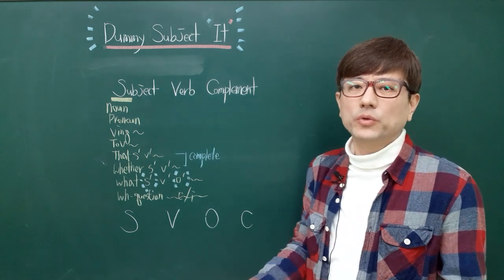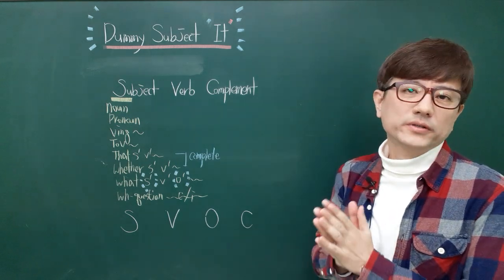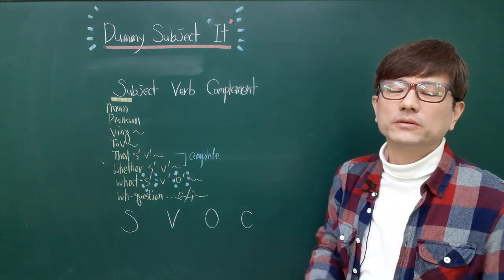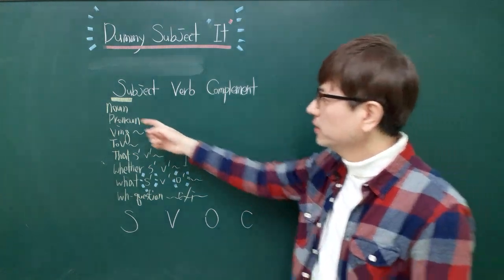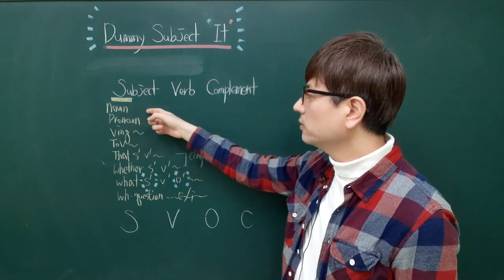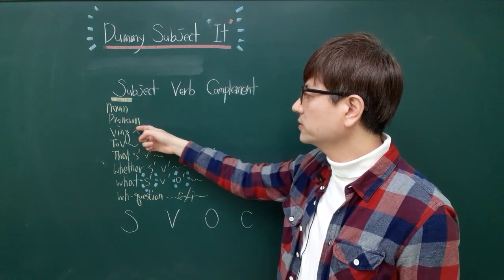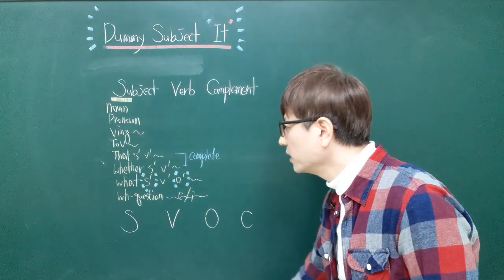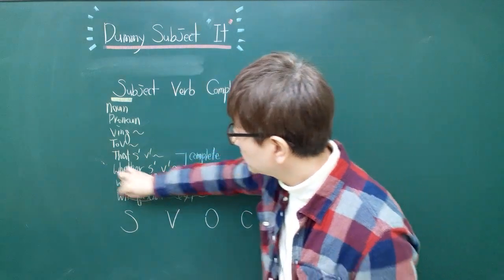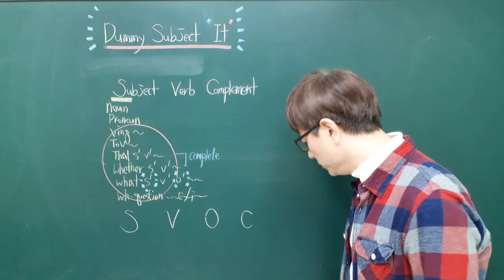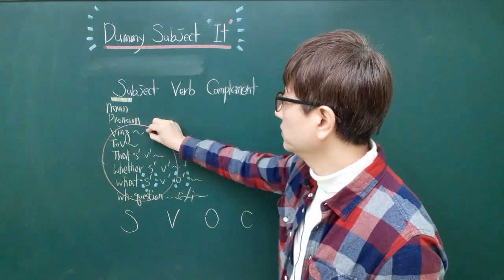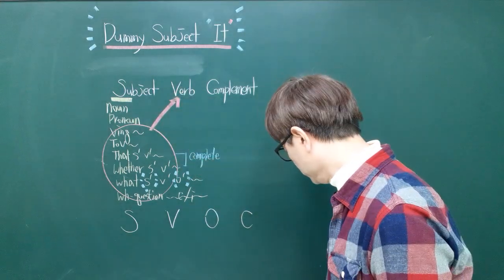So do you remember what we talked about in the previous lesson? We talked about subject and verb agreement. So look at this. Noun has plural and singular. Pronoun has singular and plural. But what about these things? They should be considered just as singular.